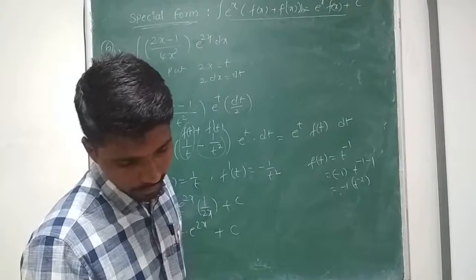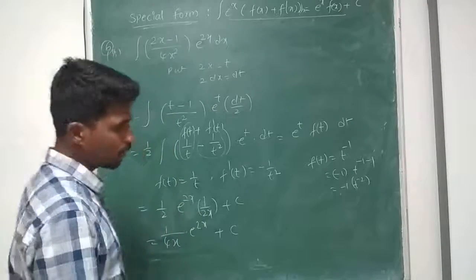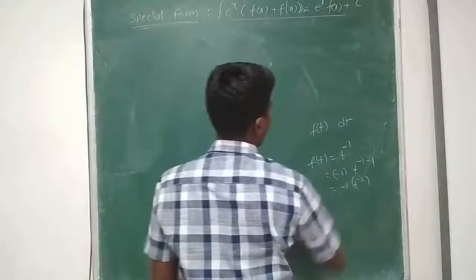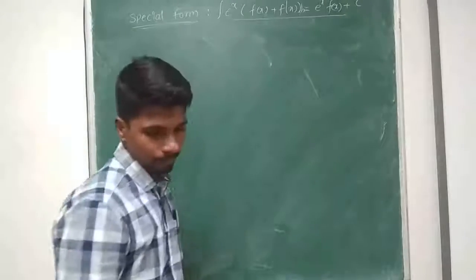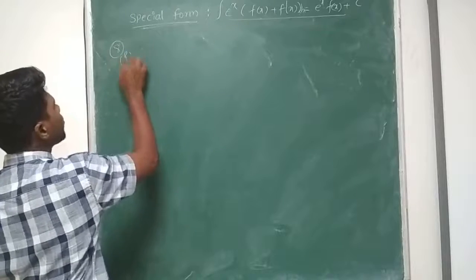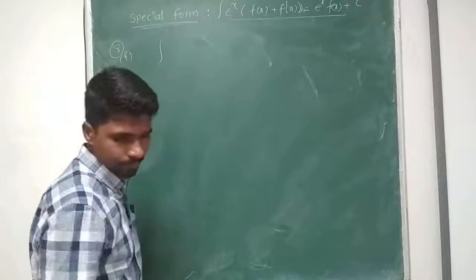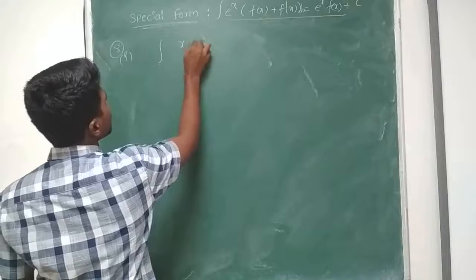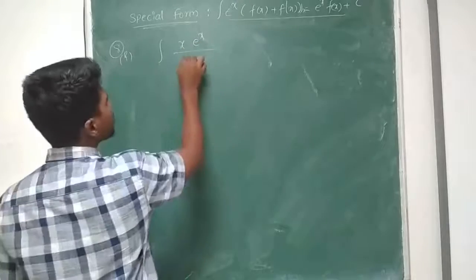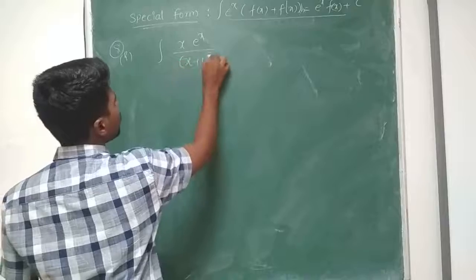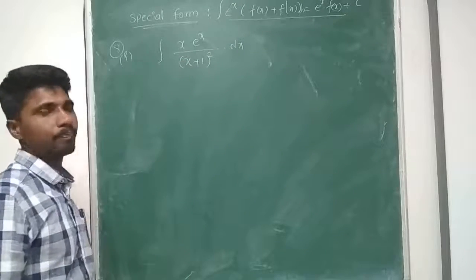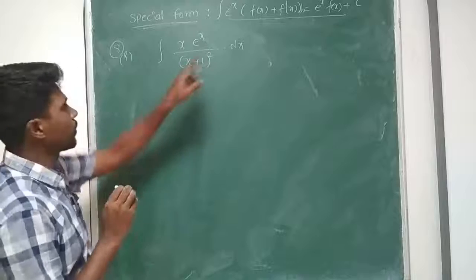x into e power x by x plus 1 the whole square. Now the first integral: x into e power x by x plus 1 the whole square dx. So this is the question given. I have to split this one because I have e power x now.